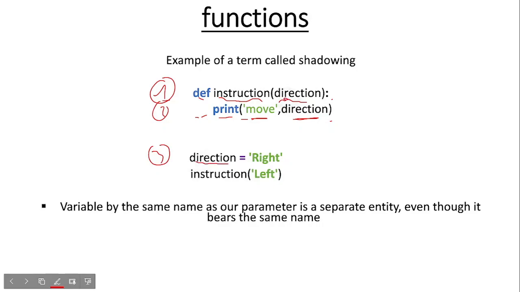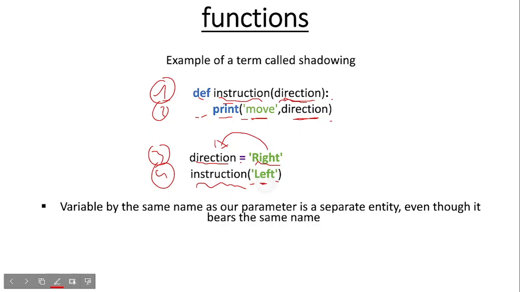Then in the third line of code, we'll create a variable called direction, which is the same name as our parameter inside our function. And we will store a string inside our variable called direction. This is called shadowing. Then in the fourth line of code, we will invoke our function.